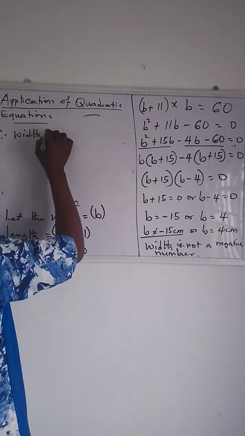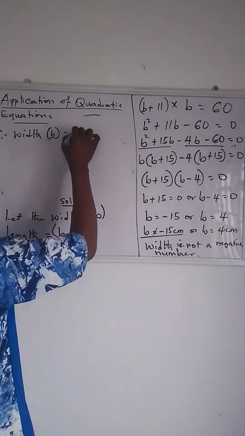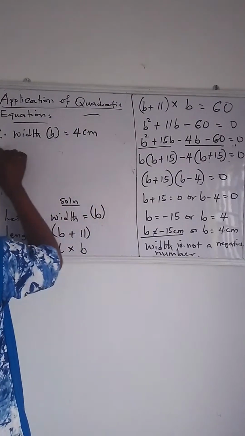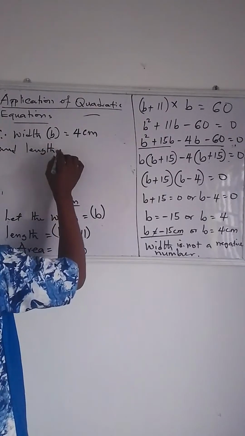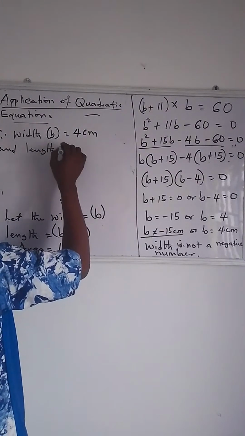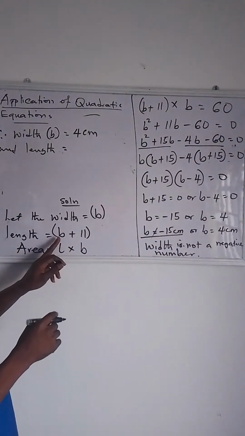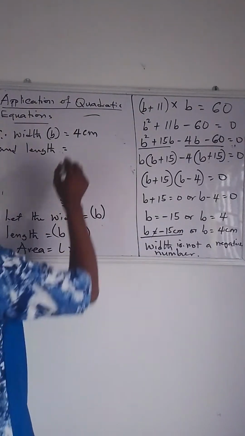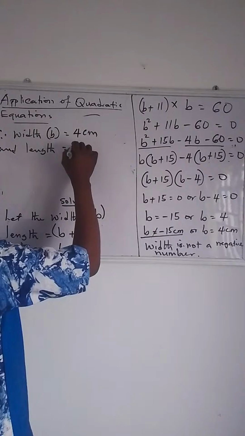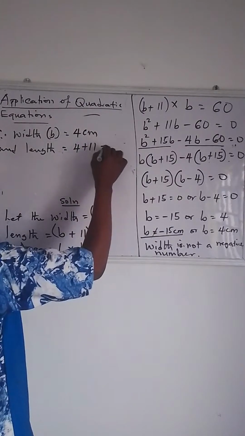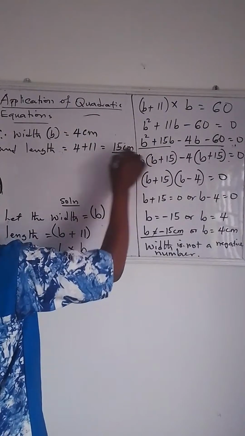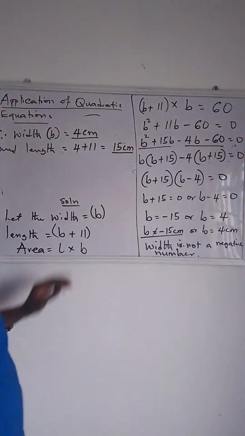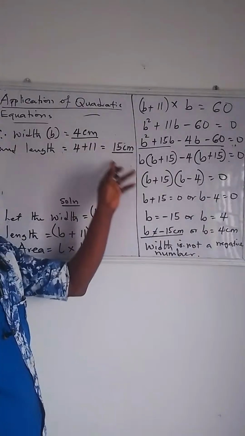So therefore, the width which we represented would be equal to 4 centimeters, and the length will be equal to b plus 11. So that's going to be 4 plus 11, and that gives you 15 centimeters. So this is the dimension of the rectangle.